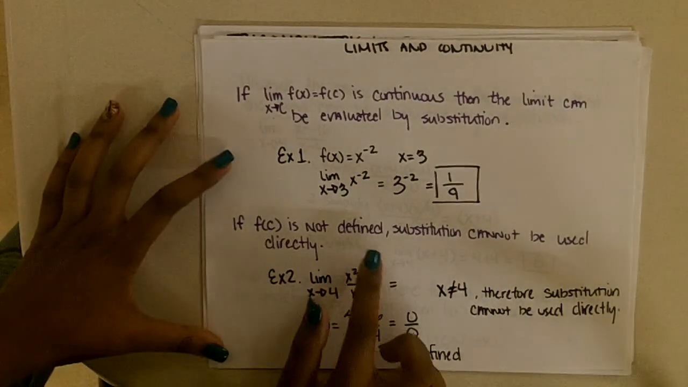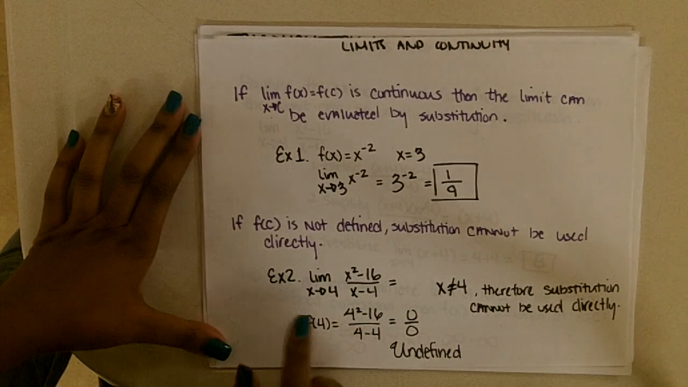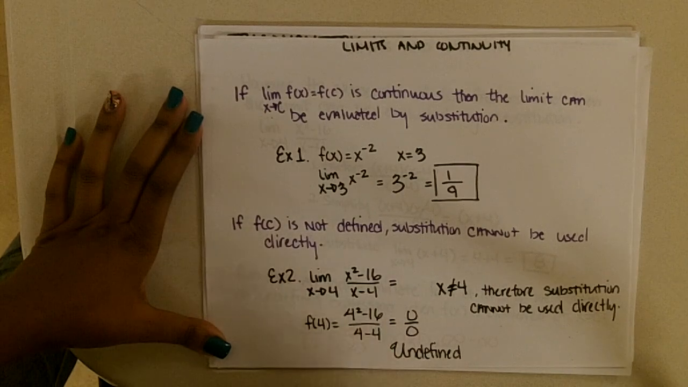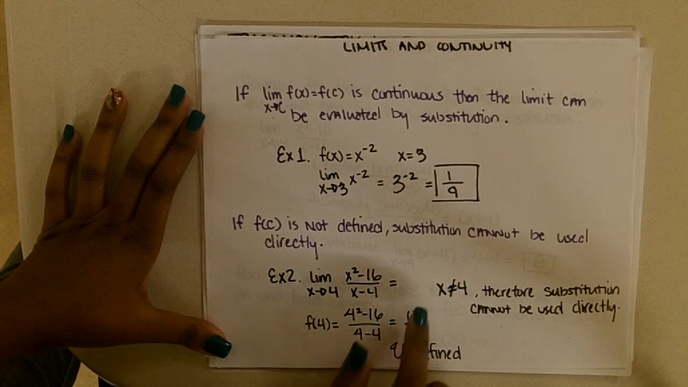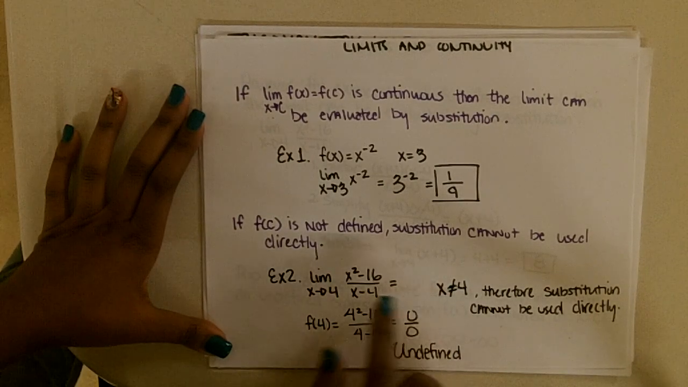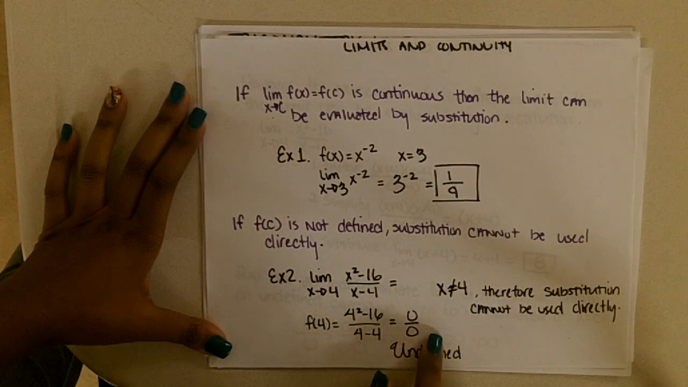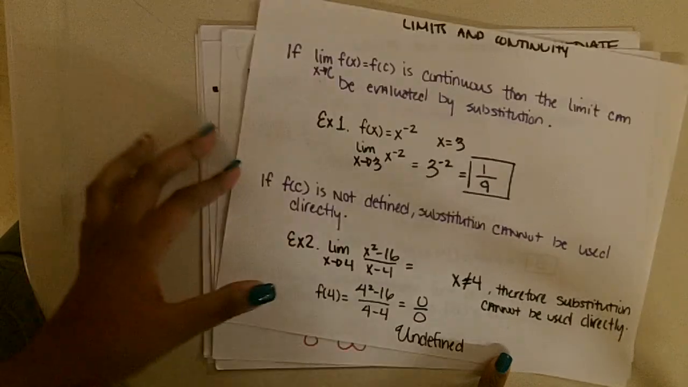If f of c is not defined, substitution cannot be used directly. For example, the limit of x squared minus 16 divided by x minus 4 as x approaches 4. If we directly substitute 4 in, it will be 4 squared minus 16 divided by 4 minus 4, which equals 0 over 0, which is not defined. Therefore, substitution cannot be used directly.